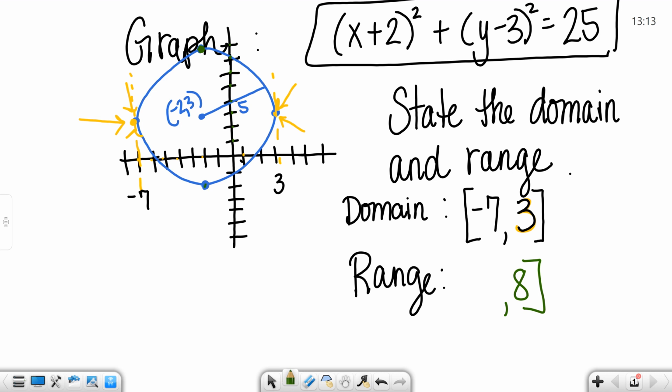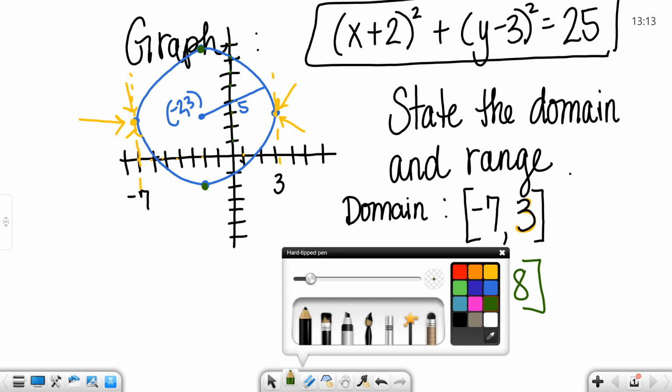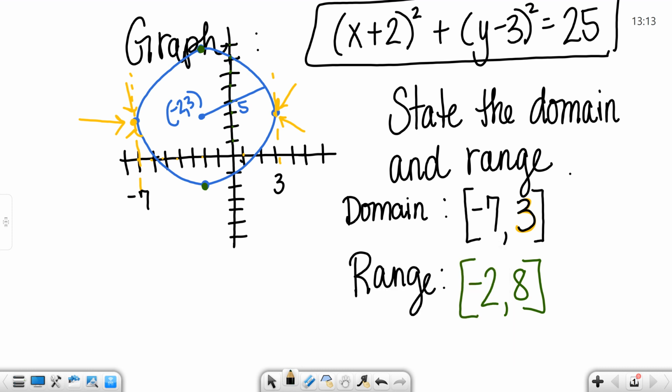The small number would be this one down here at the bottom. And so how many spaces below the x-axis is that? That is 2 spaces below, so that's -2 to 8. Small number first, then the large number. So my range would be from -2 to 8.